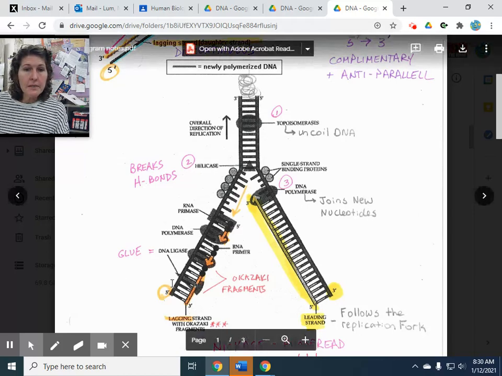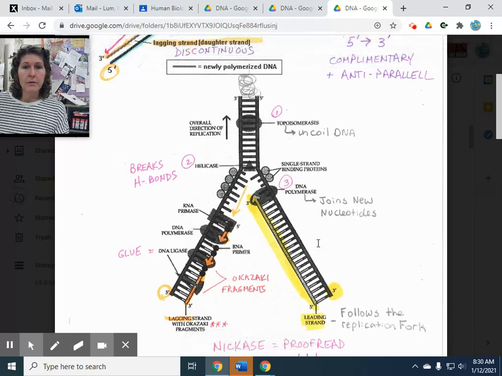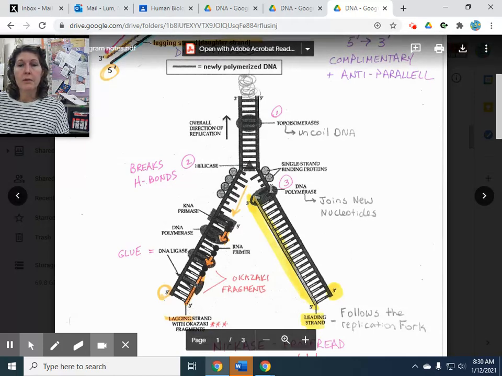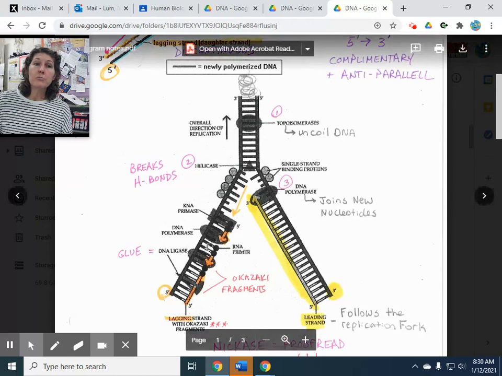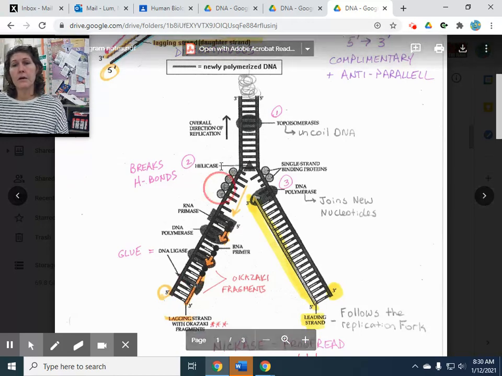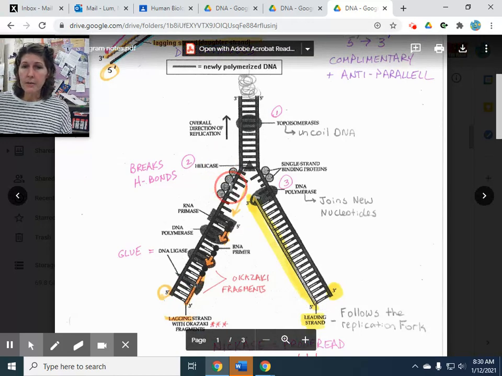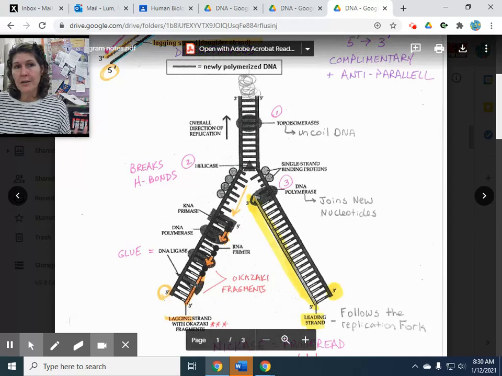My polymerase is going to come in, number 3. You'll see it on both sides. And it's going to be working. So notice, you can't always say, oh, my leading strand is always going to be on this strand, and my lagging strand is always going to be on this strand. They're switched here. You can't do that. You have to look to see.